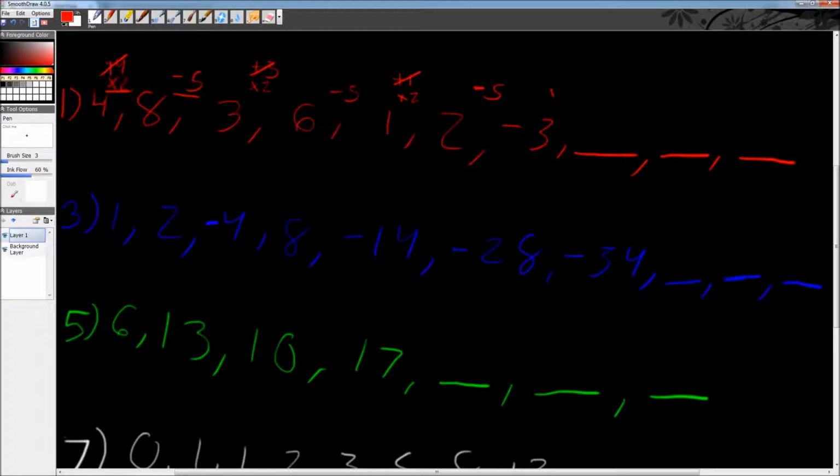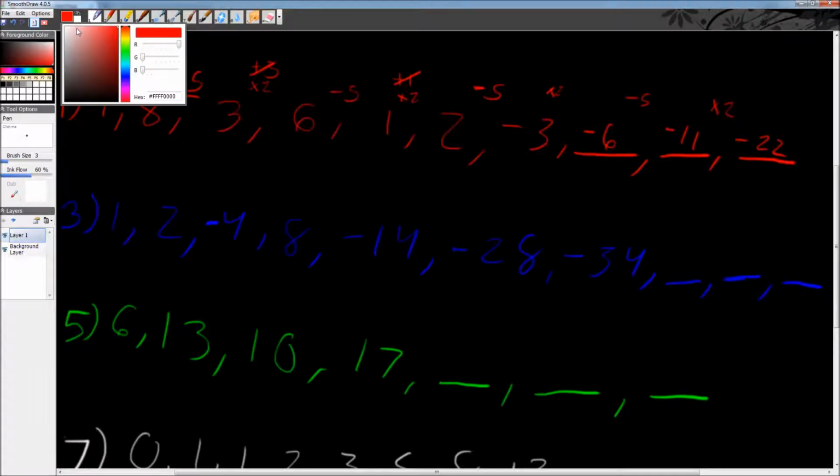So the next should be multiply by 2, subtract 5, multiply by 2. So negative 3 times 2 is negative 6. Negative 6 minus 5 is negative 11. Negative 11 times 2 is negative 22.